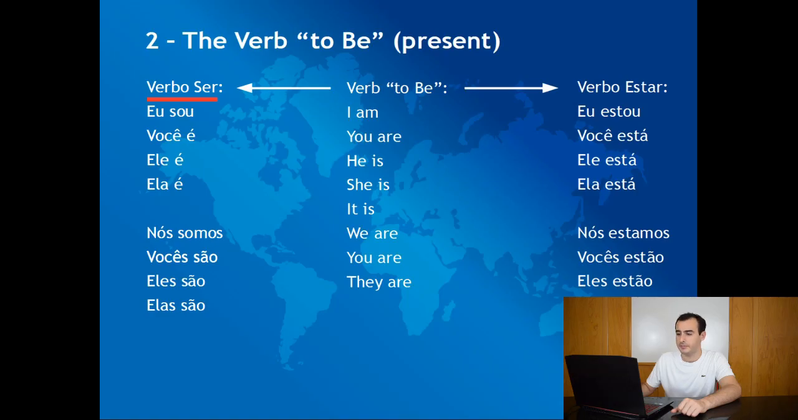You say I am, but you say you are and he is. They are three completely different words. In Portuguese, it is the same for the verb ser. Let's pronounce it. Verbo ser. Eu sou, você é, ele é, ela é, nós somos, vocês são, eles são, elas são.